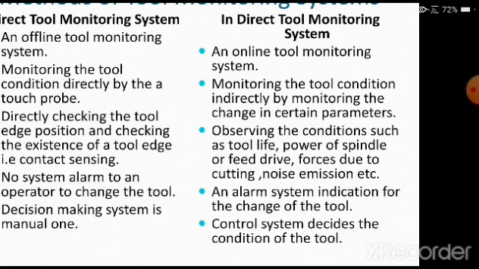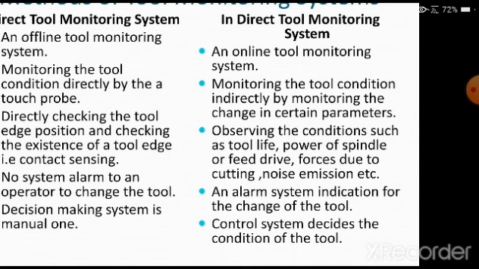So such a system we call a direct tool monitoring system and an indirect tool monitoring system. Indirect monitoring means monitoring the tool condition indirectly by monitoring the change in certain parameters. How is this done? We need to understand what problems are associated once tool wear exists. Once tool wear exists, the production of heat increases, there is power loss, and you are not going to get the proper accuracy of the workpiece. All these are indirect parameters through which it is possible to consider that there is some problem in the cutting edge of a tool and it needs to be replaced.